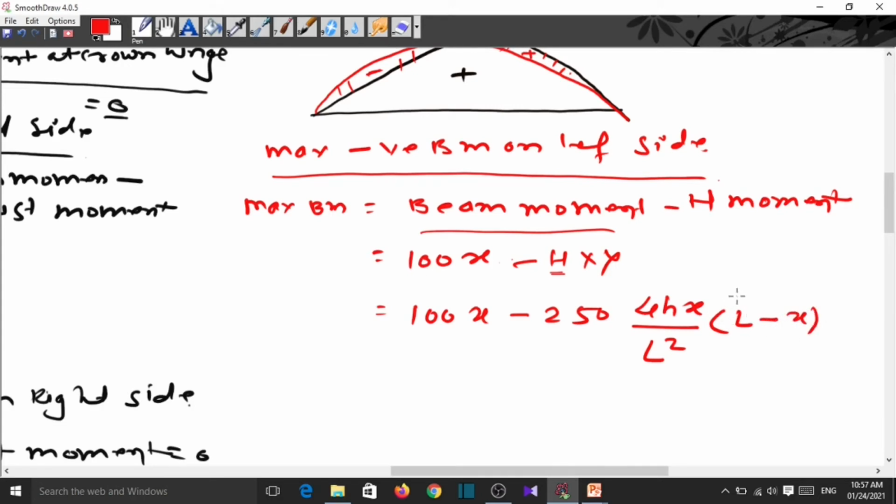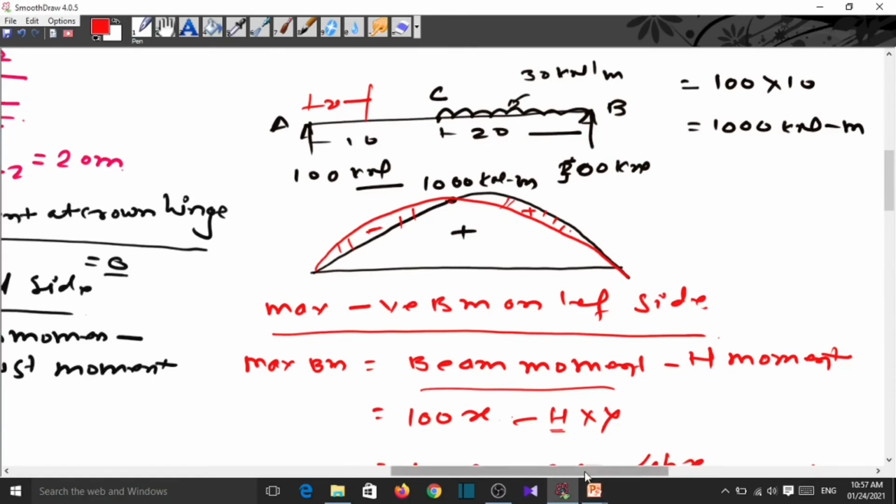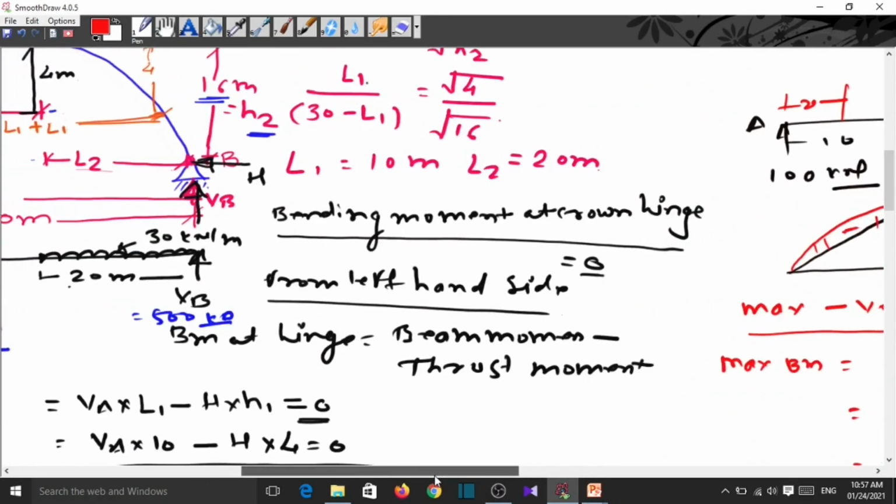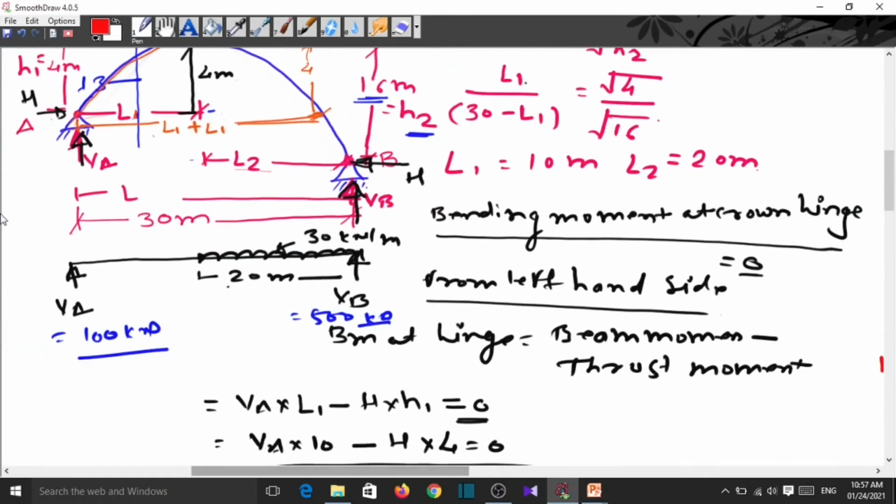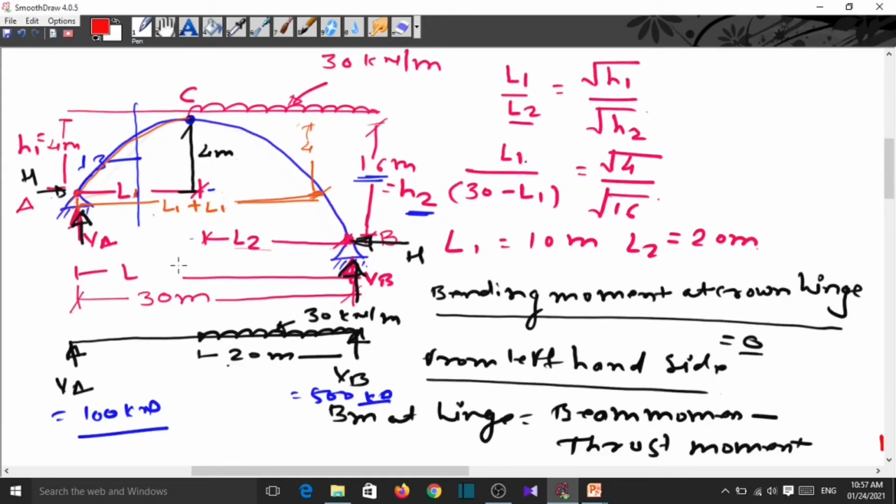Now here is for the left-hand portion. For the left-hand portion, look here. Suppose the bending moment is at a distance X. Now the left-hand portion is what? h is equal to 4 meters. So our span becomes L1 plus L1.